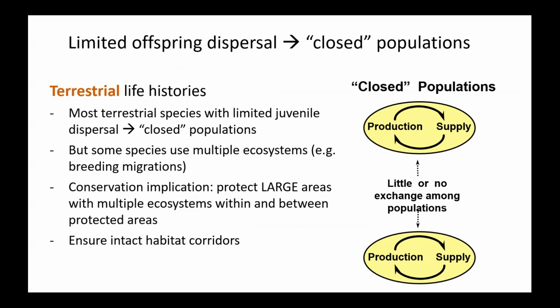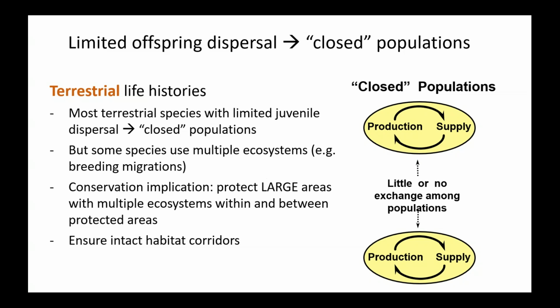So to get to that point, this slide illustrates the influence of terrestrial life histories, and in particular, the fact that most terrestrial species produce young that simply do not disperse far from the parental population that generated them. I've illustrated that in the graphic on the right-hand side of the slide, where you see that the young produced within a local parental population remain within and supply individuals for the next generation. These are two separate local populations, and because of that limited dispersal, there's very little exchange of individuals between those populations, and we refer to these as closed populations.